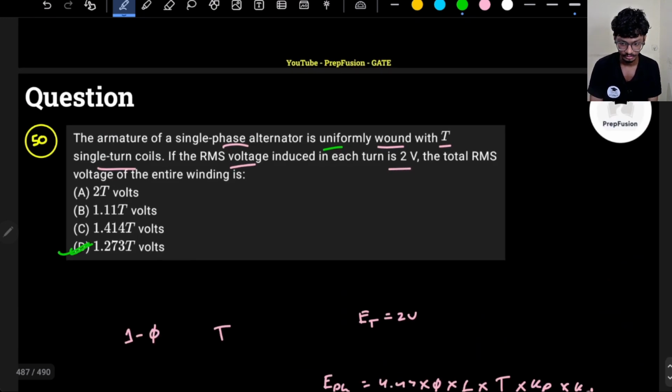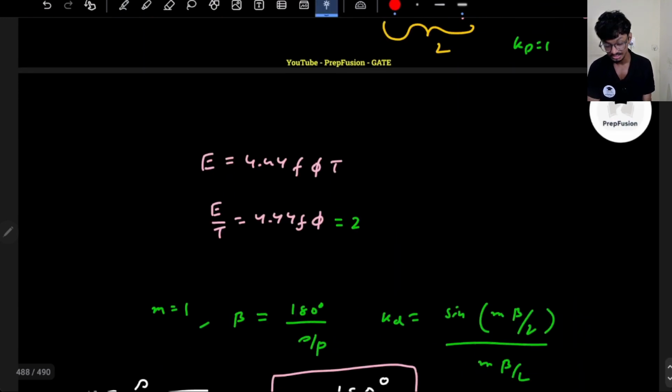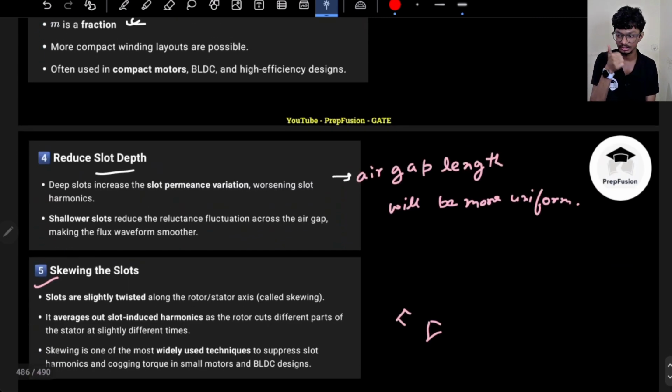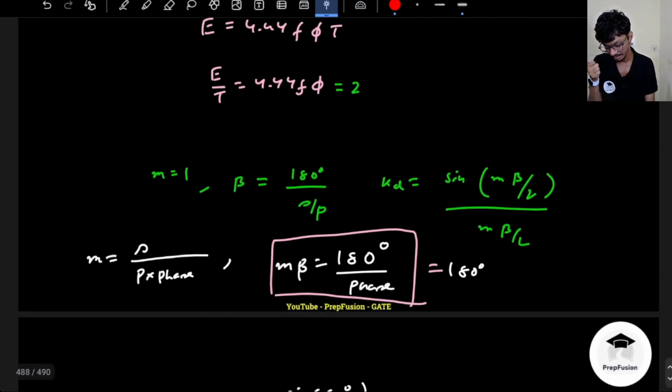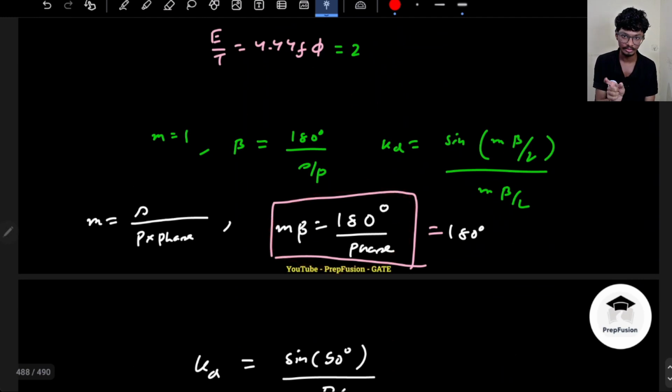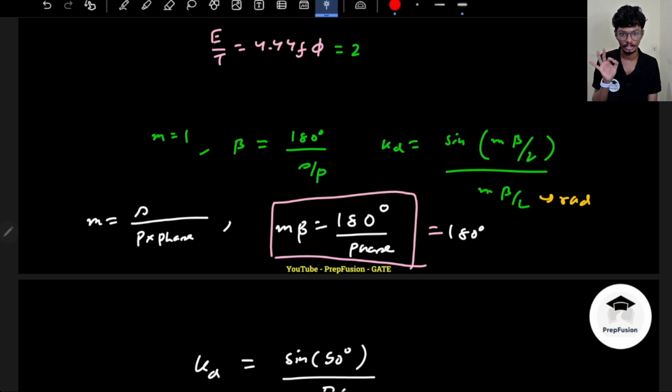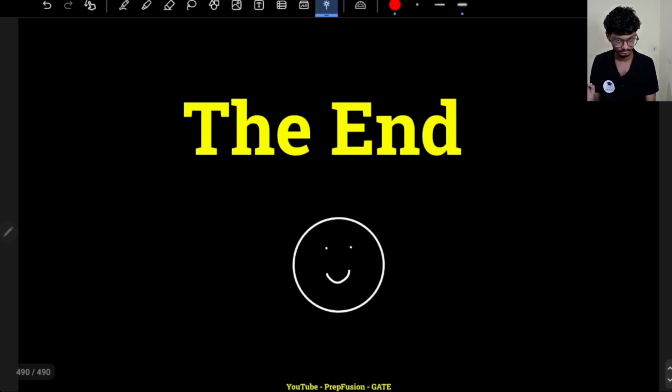Okay, this question is again very good. Again we have made a few assumptions. It is closer to uniformly distributed, which means your beta will be very low because the number of slots will be very high. We have also derived this formula that m beta will be 180 degree divided by number of phase. If it is written over here, this should be in radians, and this should be in degrees. Okay, so I hope it is clear, and we are basically done with our question and this chapter.